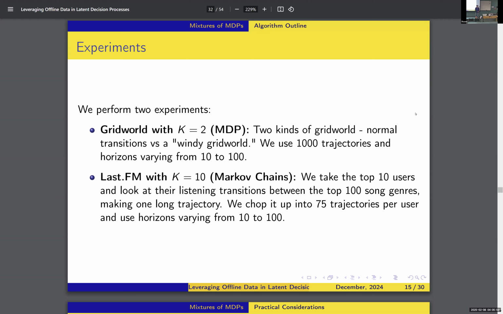But essentially, we're looking at 10 users and we're looking at their song genre transitions as a Markov chain. And we chop up every user's trajectory into 75 trajectories of varying length. And the problem we're posing is you have 750 trajectories now because you have 10 users and 75 trajectories per user. Can you cluster them back into the original trajectory clusters that came from individual users? That's the problem we're asking.